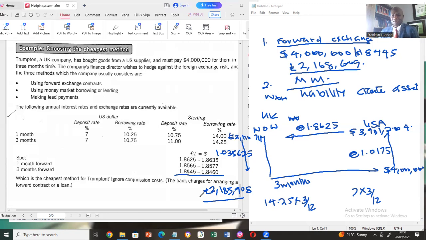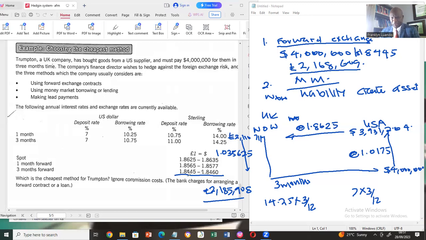Now we are going to look at hedging using the lead payment. Now, if you check here, it is better to make a payment now because the exchange rate is favorable. Why? Because if you move to 3 months, the exchange rate has worsened because it has reduced. If you are dividing, and then the exchange rate reduces, it means you are going to pay more. So why pay more when you can make a payment now under the lead payment? Because the exchange rate is favorable.